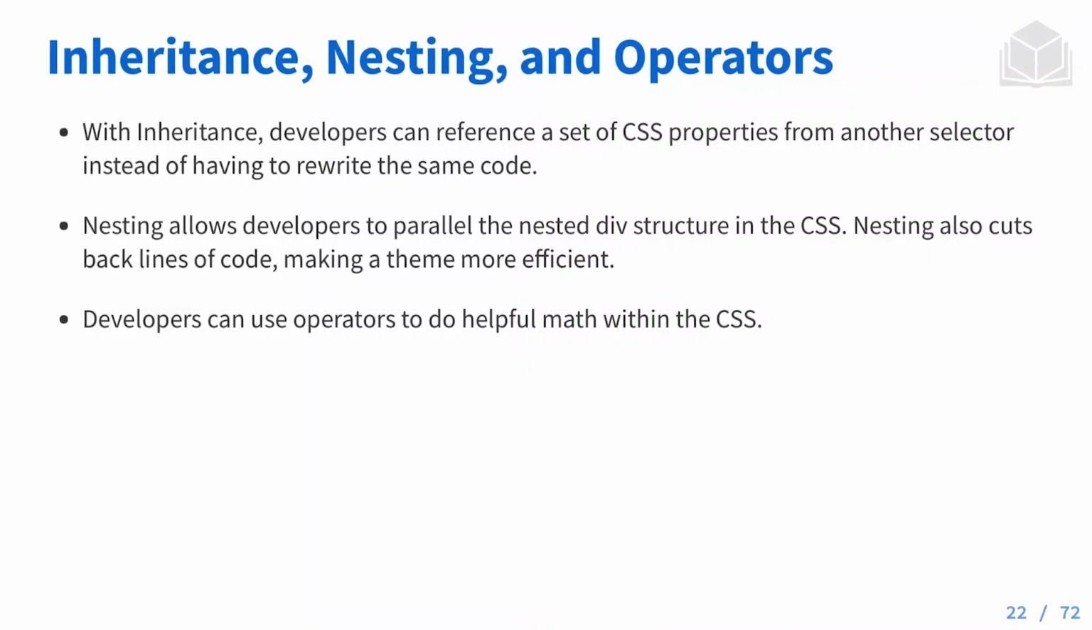Next, we have things, like I said, inheritance, nesting, operators. These basically give us a lot more flexibility with things like taking some specific styles from one selector to another without having to rewrite the entire thing, so it makes things more efficient. Nesting, again, allows us to reflect the HTML structure that we have, and it also makes our code more efficient as well. And then again, developers can use things like operators to do math in CSS as well.